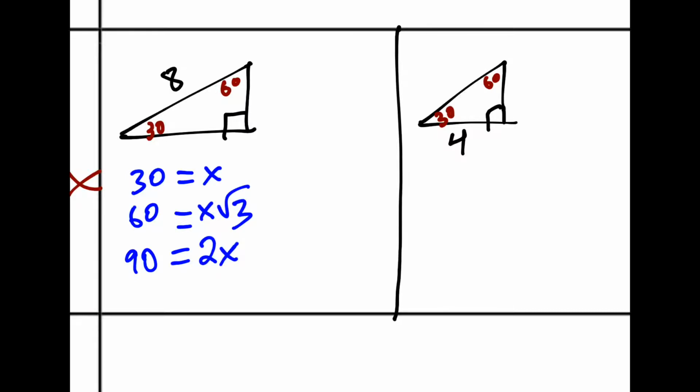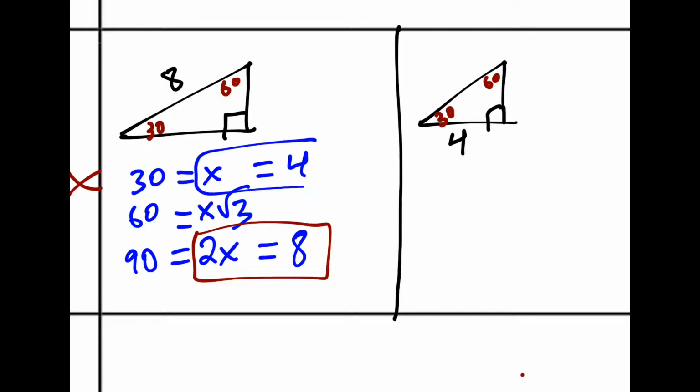So across from 90 here, I know, is 8. And that means that 2x is equal to 8. If I wanted to solve for a single x, I could just divide both sides by 2. And I would get that x is equal to 4. And if x is equal to 4, I can figure out x root 3 just by multiplying by root 3. So this becomes 4 root 3. And that's how I find my respective side lengths.